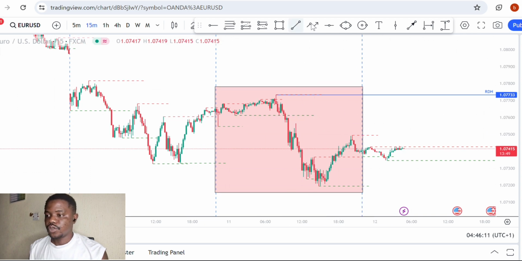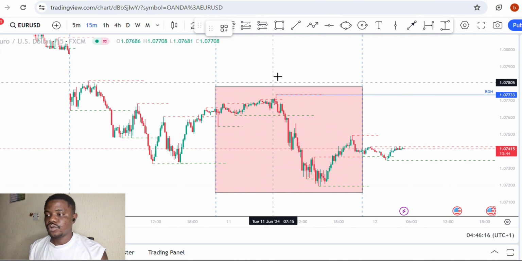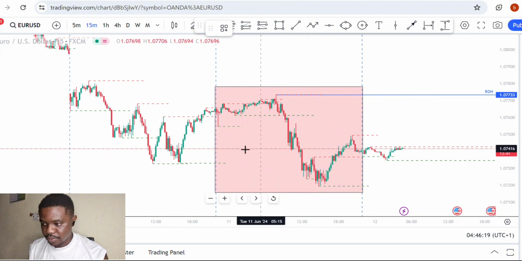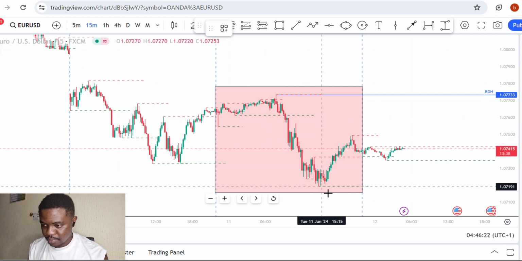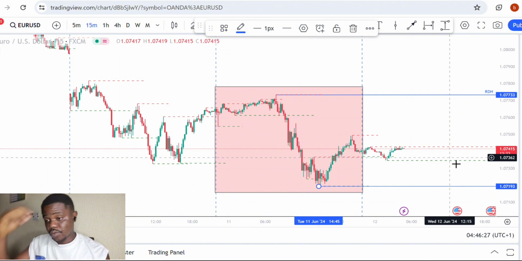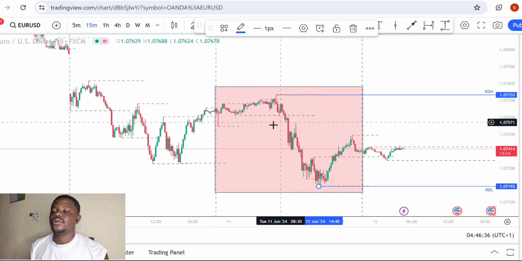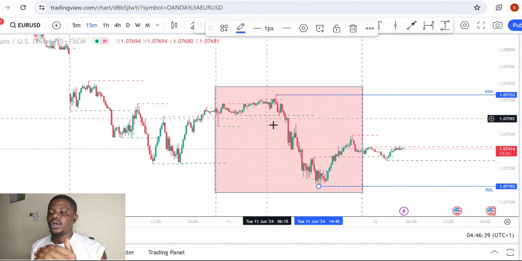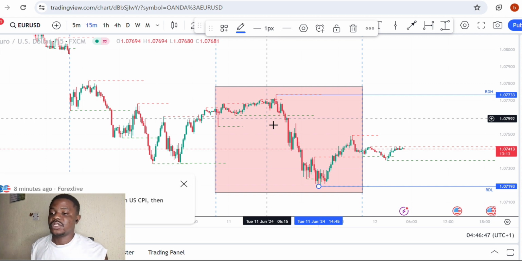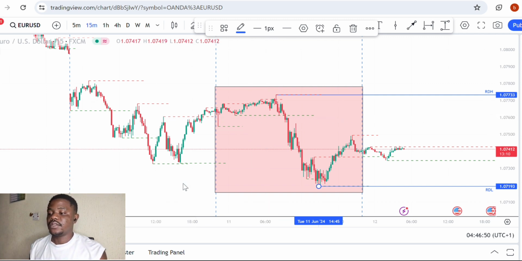And then we go inside of the same yesterday's trading range. We also want to mark the lowest point which price got to, which is this point down here. So we also want to mark this recent daily low, which is RDL. So with that being said, you can now see the range in which price is currently today. Today we might be expecting price to push up or push down. We don't know yet, but we are just planning ahead of time.